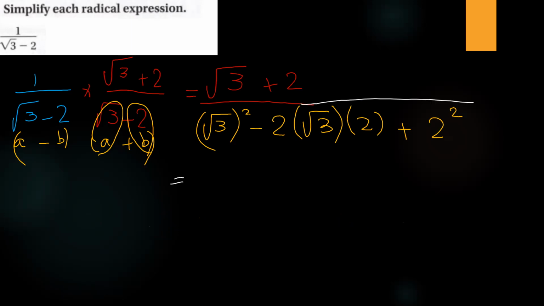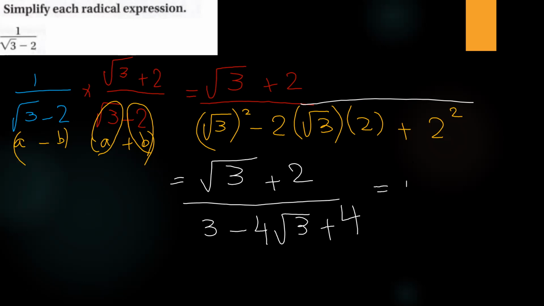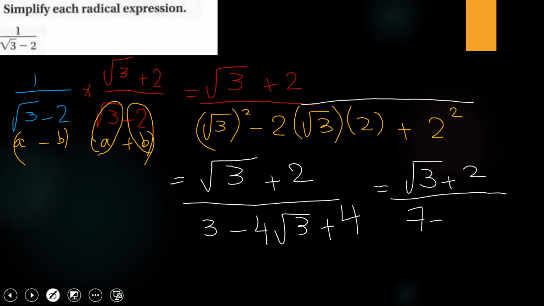Then it's the square root of 3 plus 2. And then 3 squared is 3 minus 2 times 2, 4. Square root of 3 plus what? Plus 4. Then after that, 3 plus 4, 7, minus 4 square root of 3.